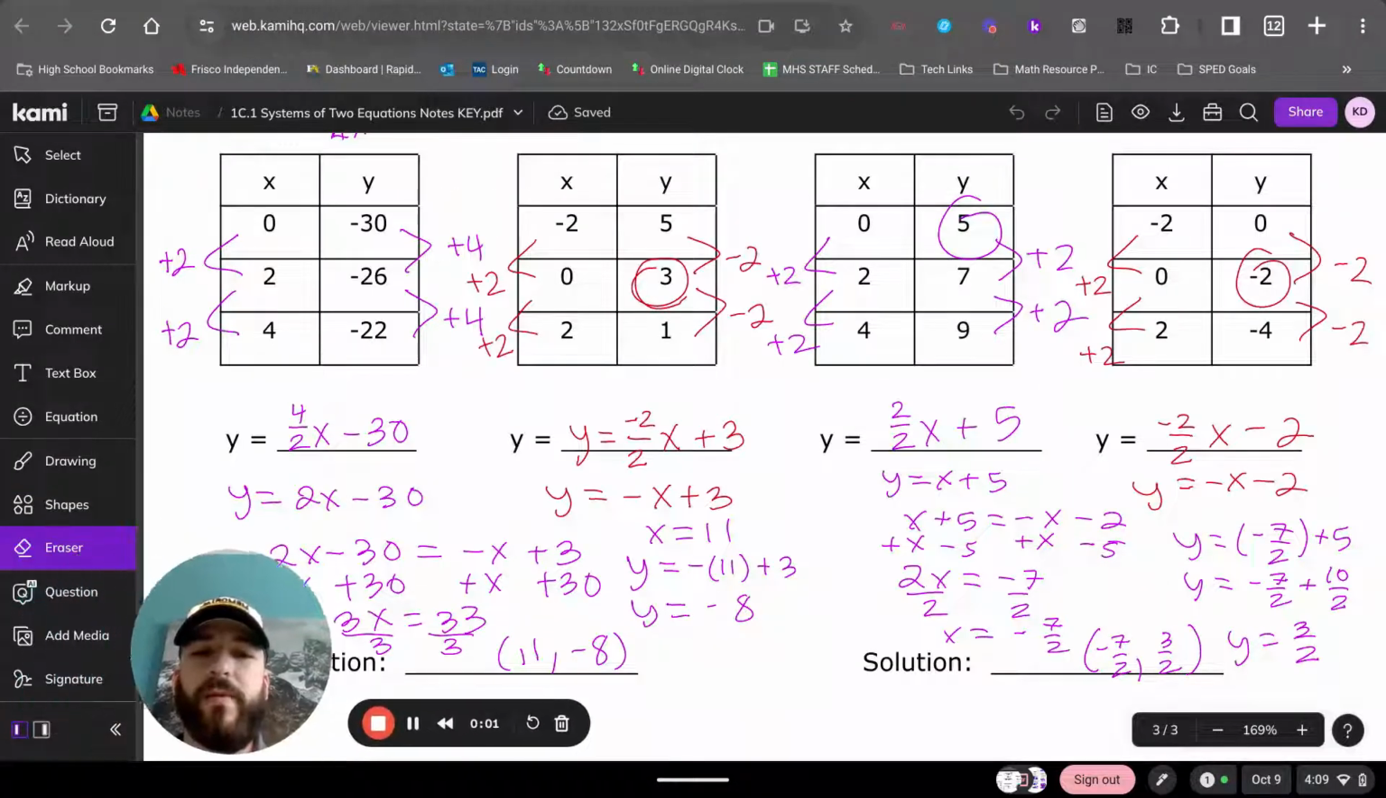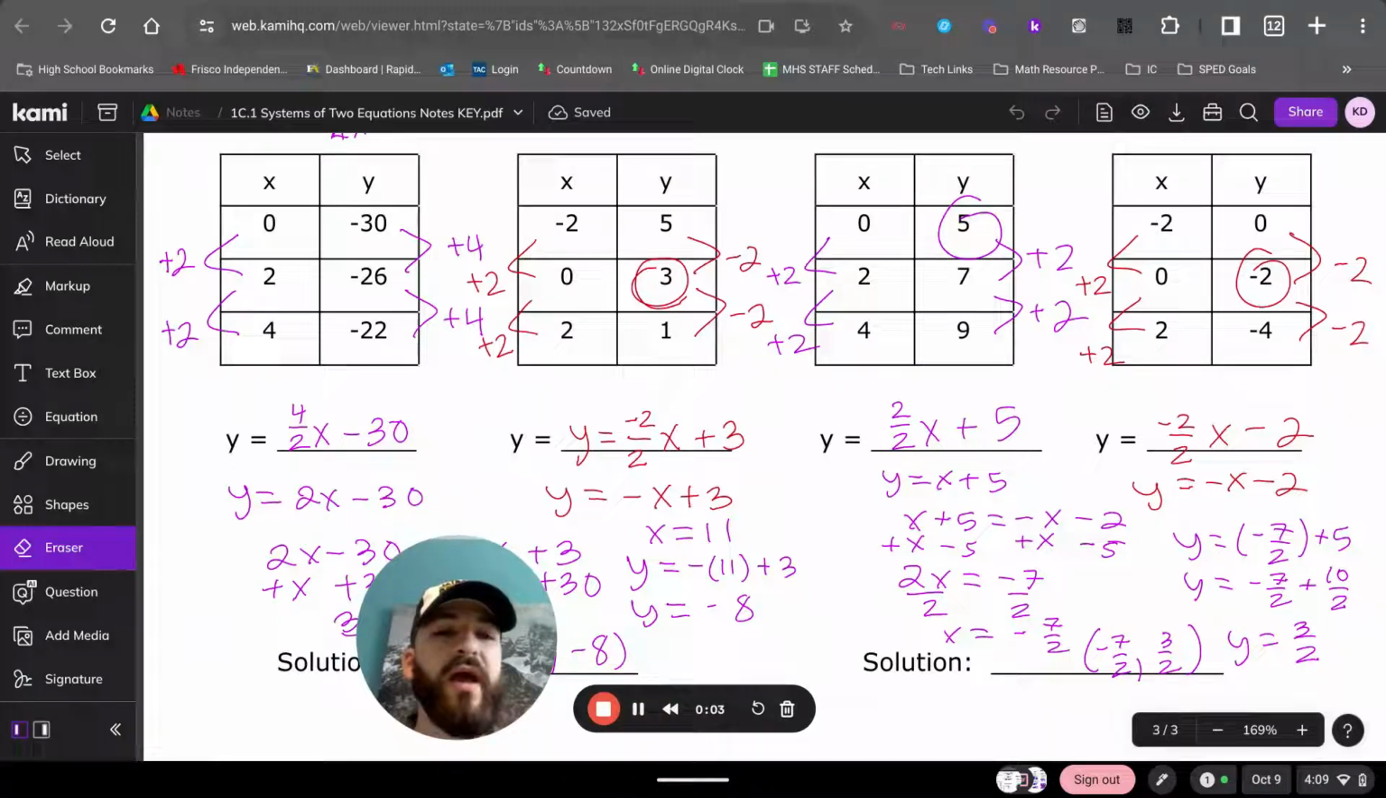All right, on number 5, we have our table on the left where our x values are increasing by 2 and our y values are increasing by 2. So 2 over 2 for our slope. We can see our x is 0, our y is 5, so y-intercept of 5, which gives us the equation y is equal to x plus 5.